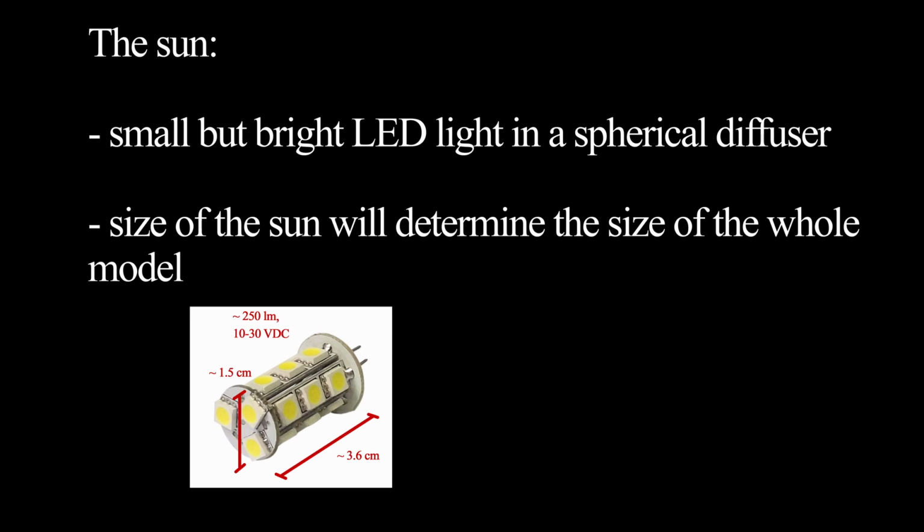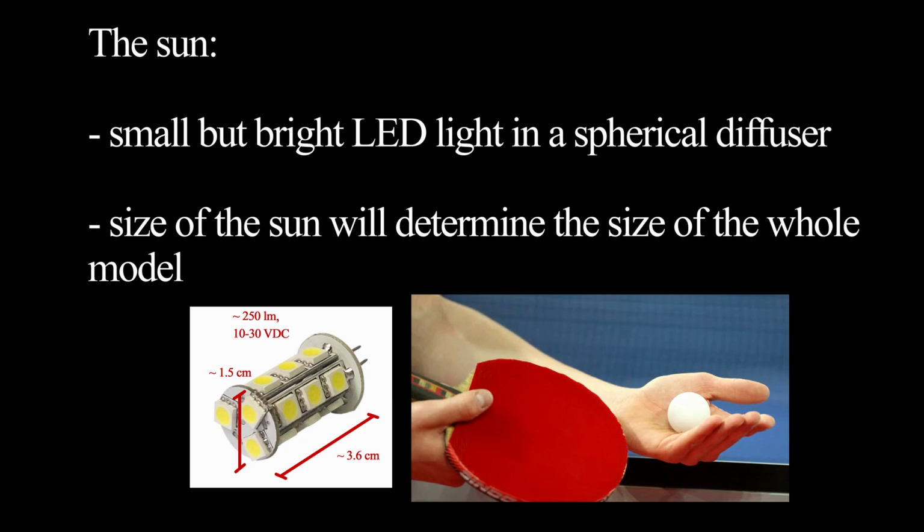And now my task was to find some sort of round diffuser that I could put around this LED to make it look like a sun. And after a lot of googling, funnily enough, I had the idea to just use a table tennis ball, because this actually has the perfect dimensions to fit this LED inside of it. So that's what I decided to use for the model, and now I could start calculating how large this model will get and how large all of the different platonic bodies will be.